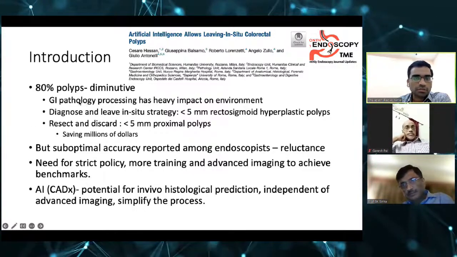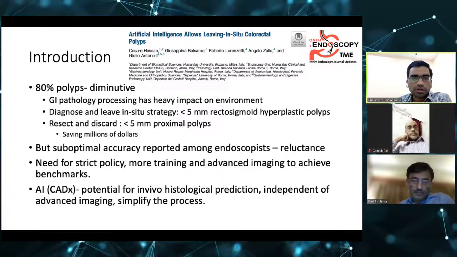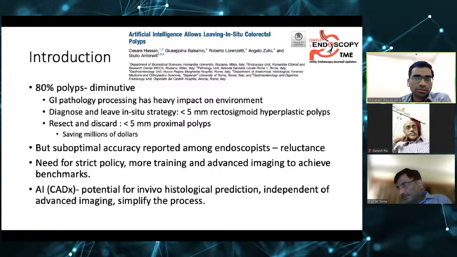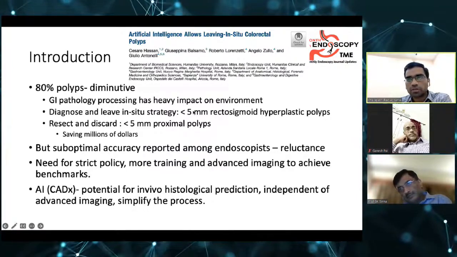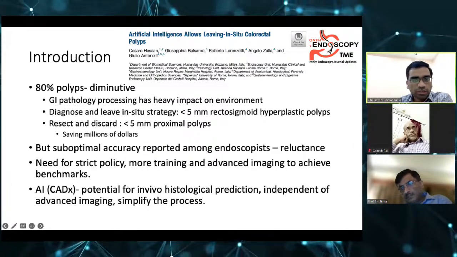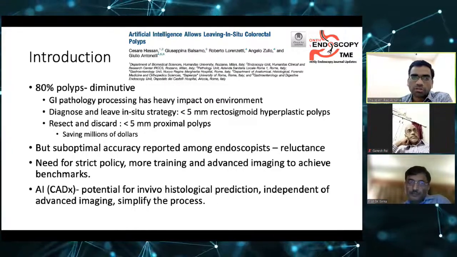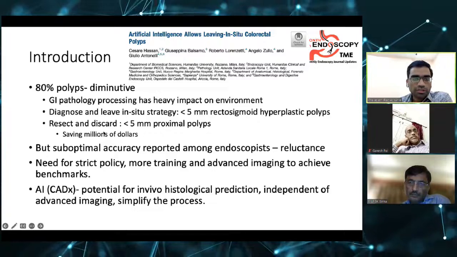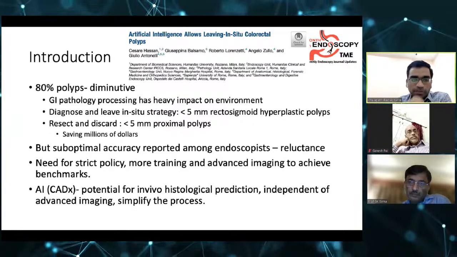And it gives a huge burden to the GI pathology department, and it also has a heavy impact on the environment. So the diagnose and leave in situ strategy is applied for rectosigmoid hyperplastic polyps, which are diminutive, and for any other diminutive polyp in the proximal colon or adenomas, the resect and discard strategy is followed, and this saves a lot of dollars in the US and in the Far East.